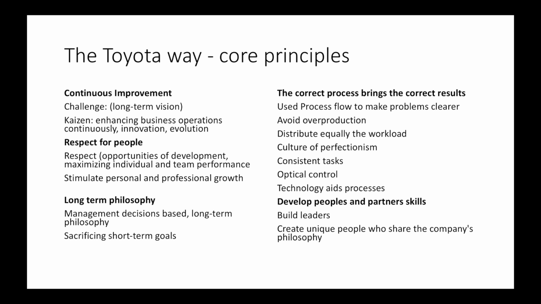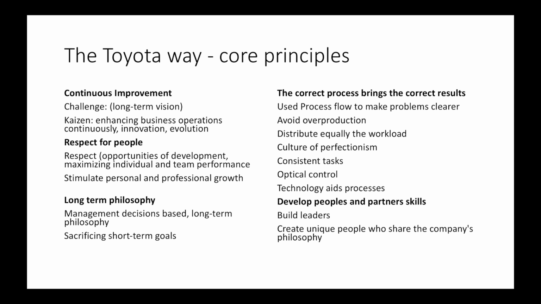To have the correct process that will bring the correct results, use process flow to make problems clearer and avoid overproduction. Distribute the workload equally, perfectionism, culture, tasks that are consistent and optical control. Also have technology which helps the process. It is also important to develop people and partner skills. Some examples are to build leaders and create unique people who share the company's philosophy.